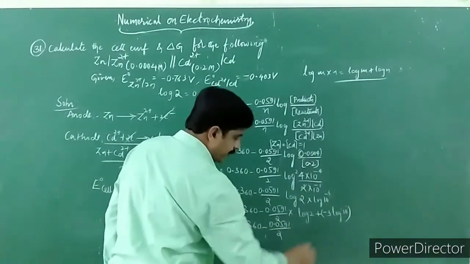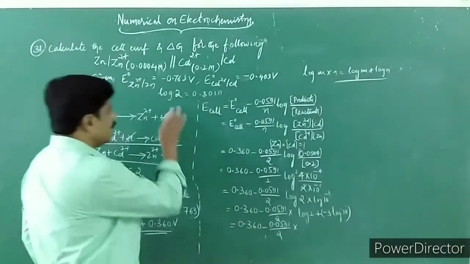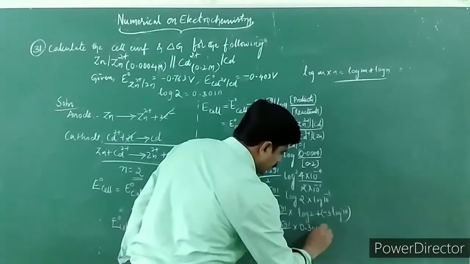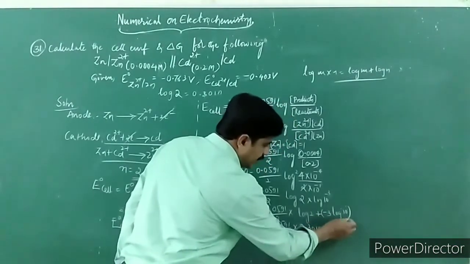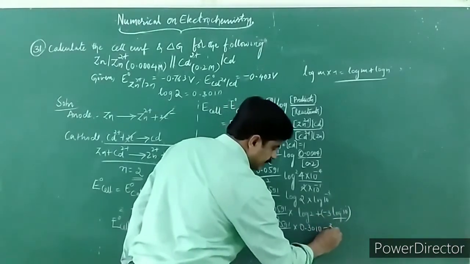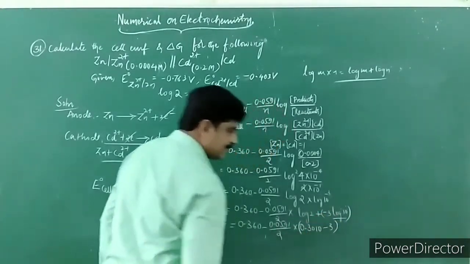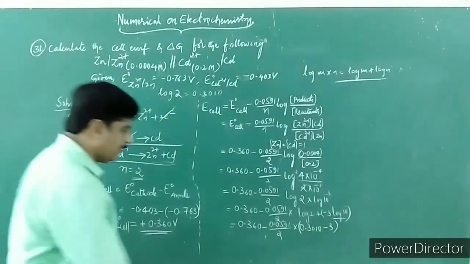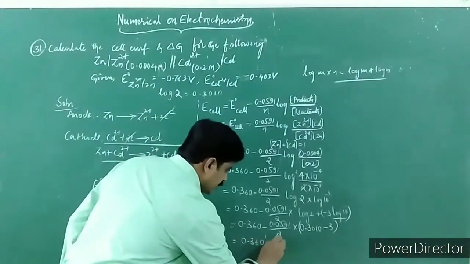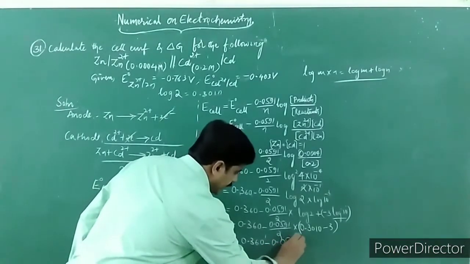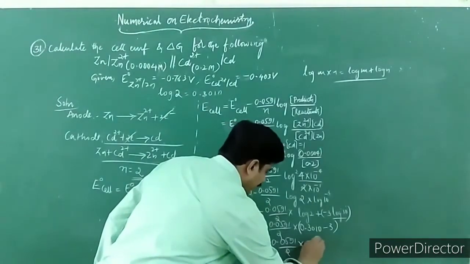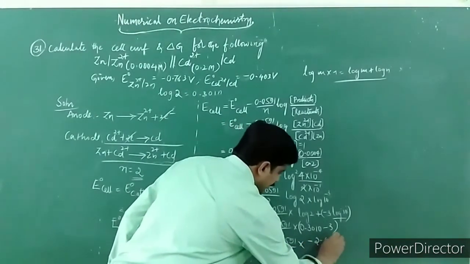Now look at here, 0.360 minus 0.0591 upon 2 into log 2 value is given. How much? It is 0.3010. Look at here, log 10 is equal to how much? Log 10 is equal to 1. So 1 into minus 3 is minus 3 only, minus 3. Hope you got it. Right? Now look at here, 0.360 minus 0.0591 upon 2 into, children, minus 2.699.